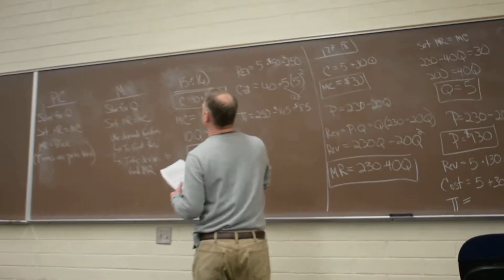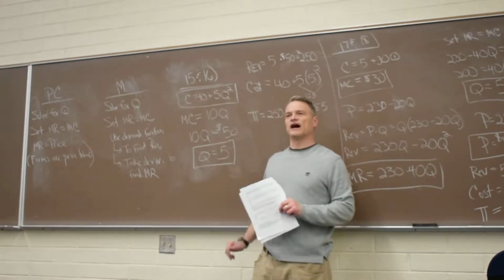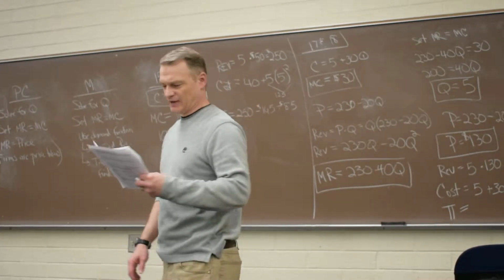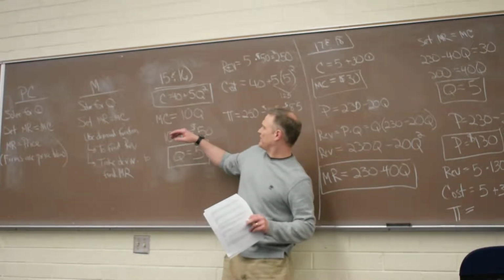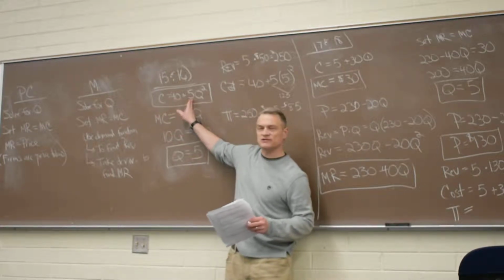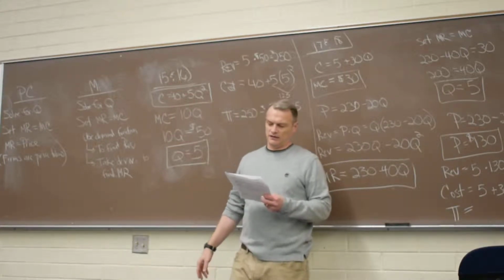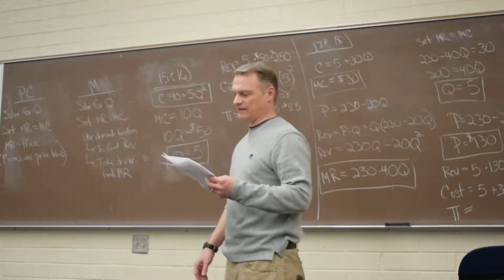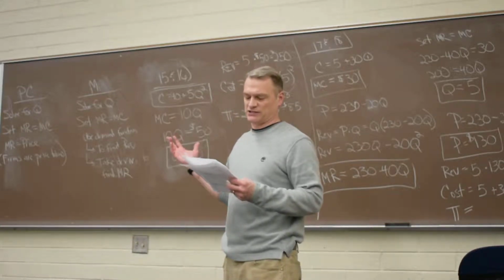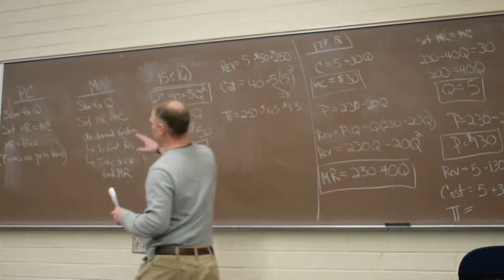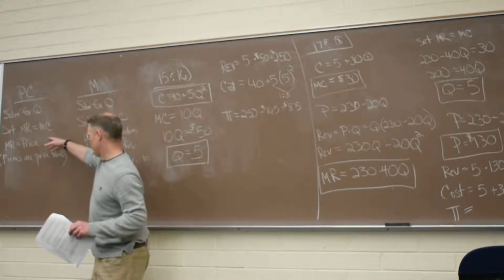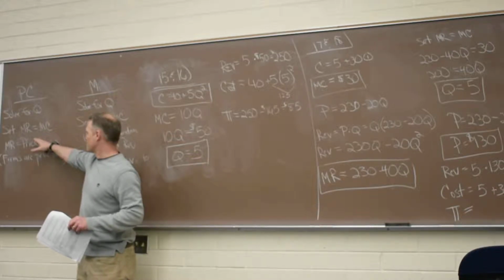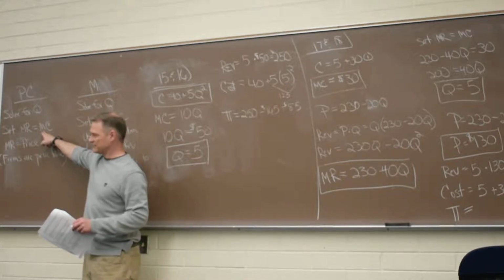So 15 and 16. We've got a perfectly competitive firm. Their cost function is 40 plus 5q squared, and they're selling at the market price of $50. So they're just price takers. The first thing we're going to do is solve for quantity, because that's actually the only choice they have. We're going to do that by setting marginal revenue equal to marginal cost.